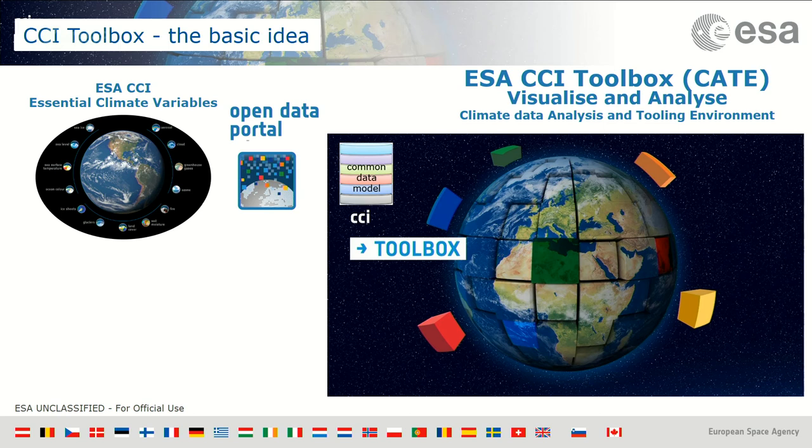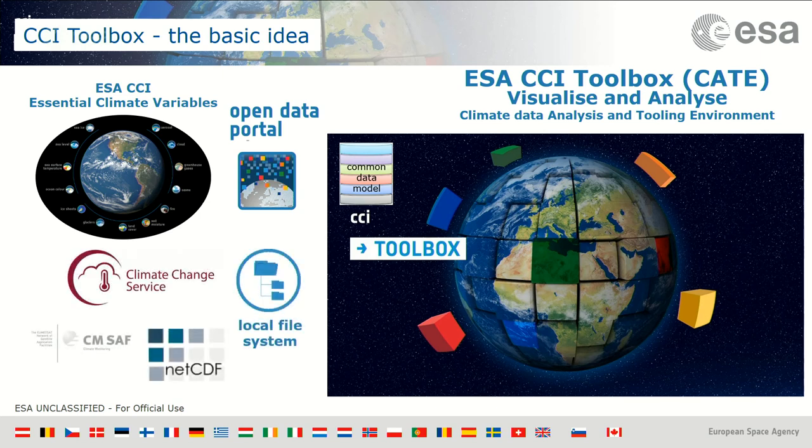But if you want to work with this, you need to have it under your fingertips in one common data model. And actually, we are not just making the CCI data available in this common data model, but also other data which should be climate related. Most importantly, local files that the scientist brings from his own measurements, but also other climate data from the Climate SAF, or becoming more and more important from the Copernicus Climate Service, the C3S data. The basic requirement is that this should be NetCDF, CF convention compatible data.